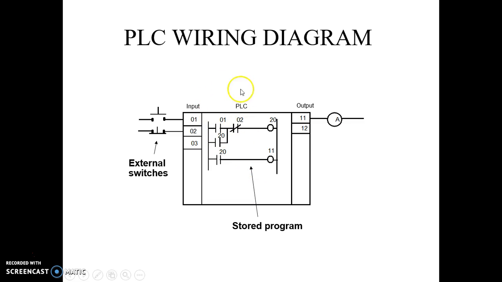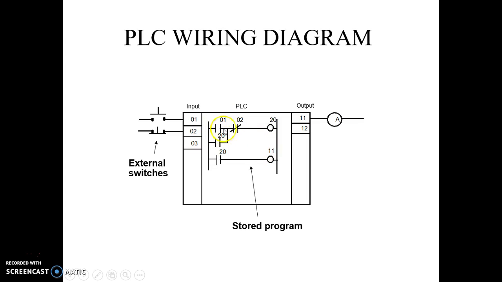This is the PLC wiring diagram for our problem. Here is the PLC. One side is the input side and the second side is the output side. Here are the two level switches, level switch 1 and level switch 2, which sense the low and high level. 0 1 is for sensing the level which is low, and 0 2 is the sensor for sensing the higher level.